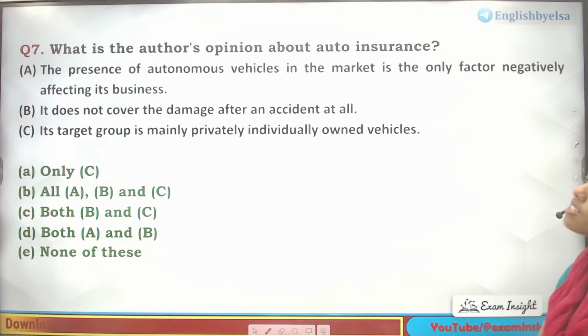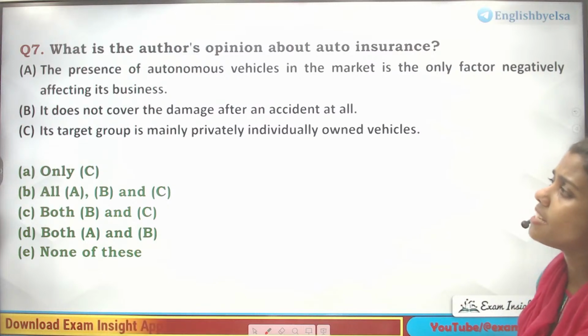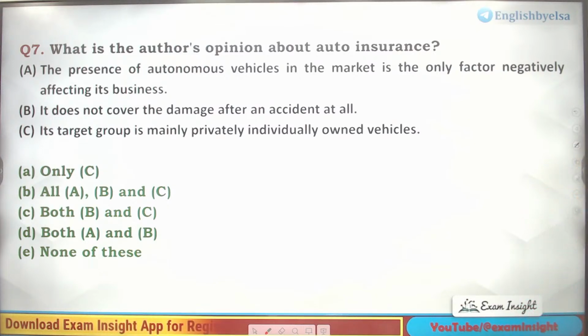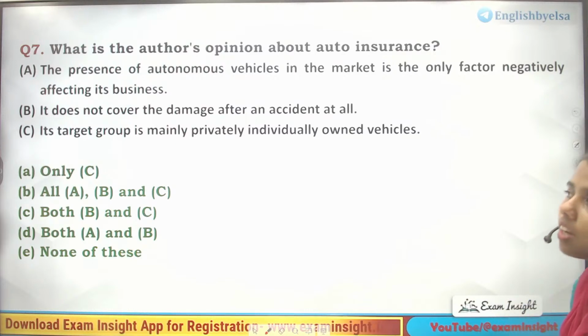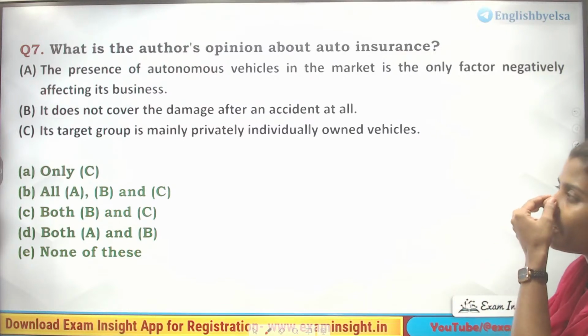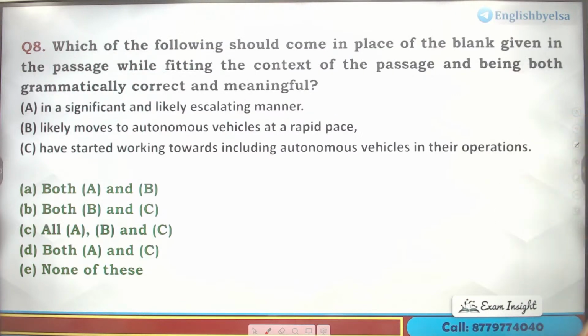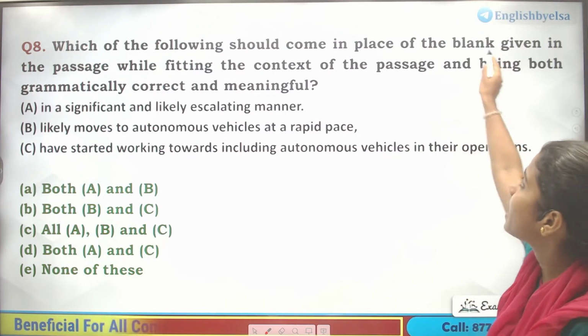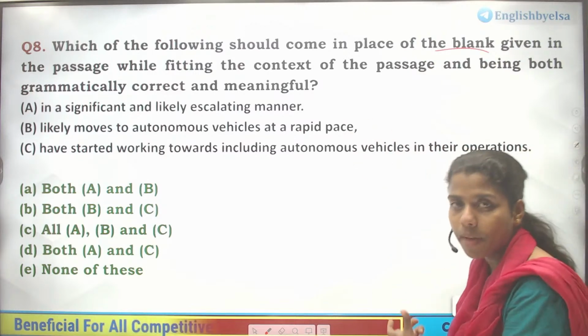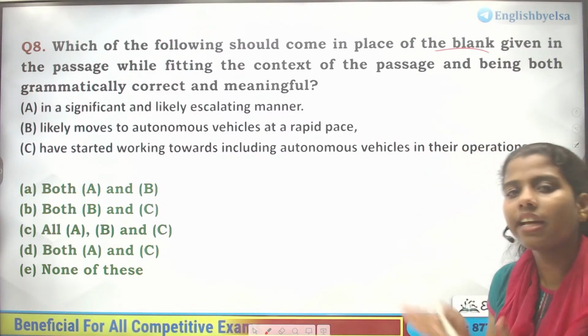Next one. What is the author's opinion about auto insurance? The presence of autonomous vehicles in the market is the only factor negatively affecting its business. It does not cover the damage after an accident at all. Its target group is mainly privately, individually owned vehicles. Next one, which of the following should come in place of the blank? Okay, fine. No need to even read the full sentence. Fill in the blank. You may have seen one blank in the passage. Which one should fit there? That is the question asked.